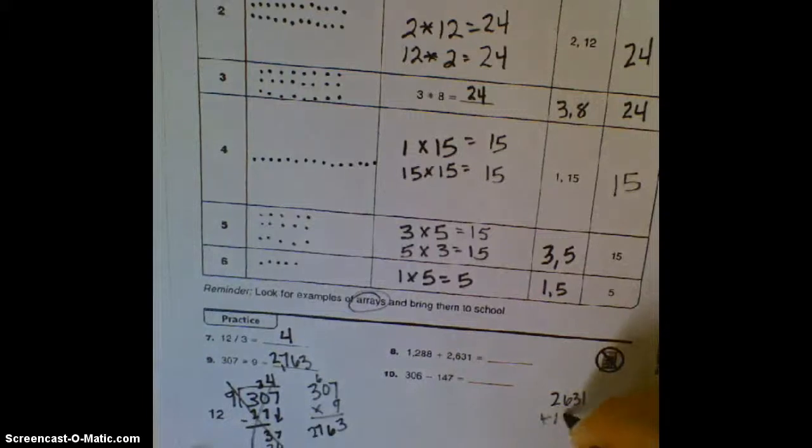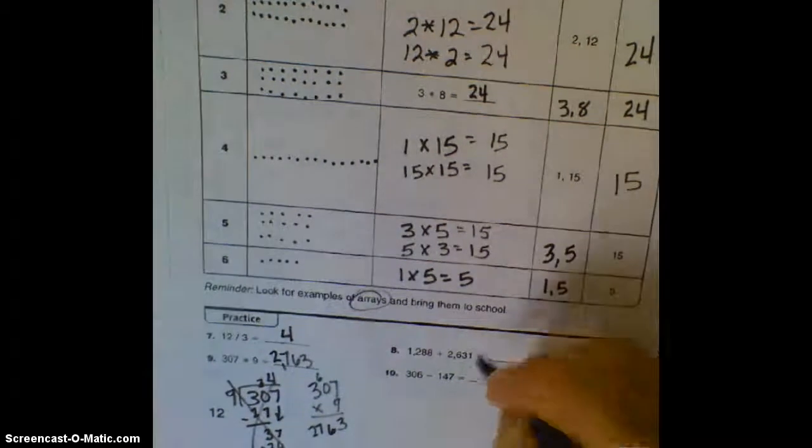And this one, just plain old adding. 2631 plus 1,288. 8 plus 1 is 9. And here we've got an 11, another 9, and a 3. 3919 for that.